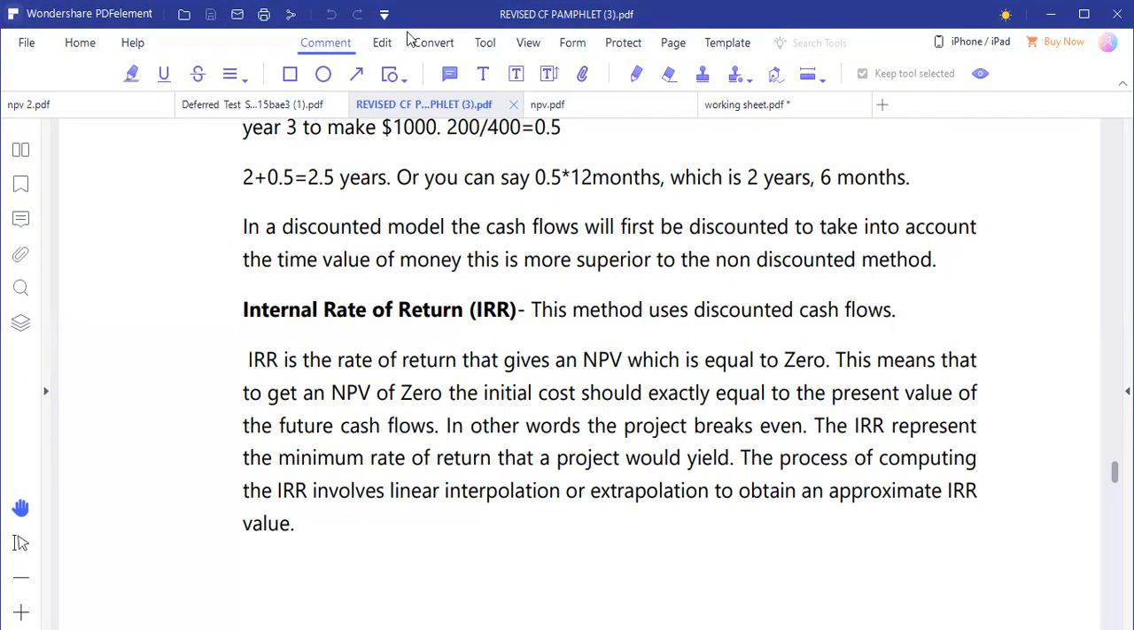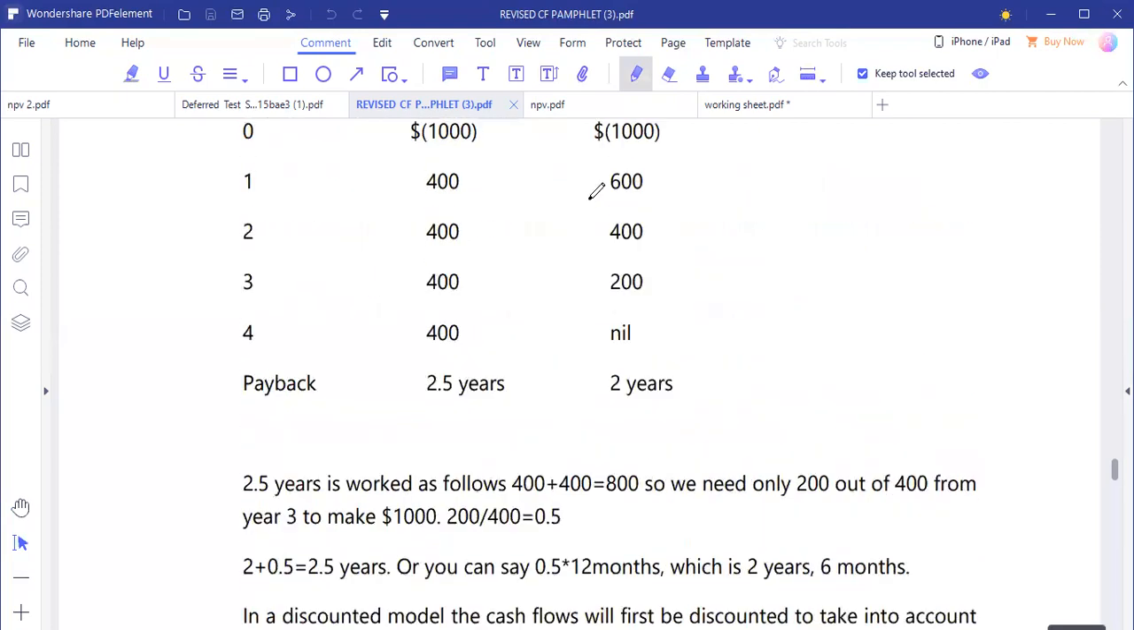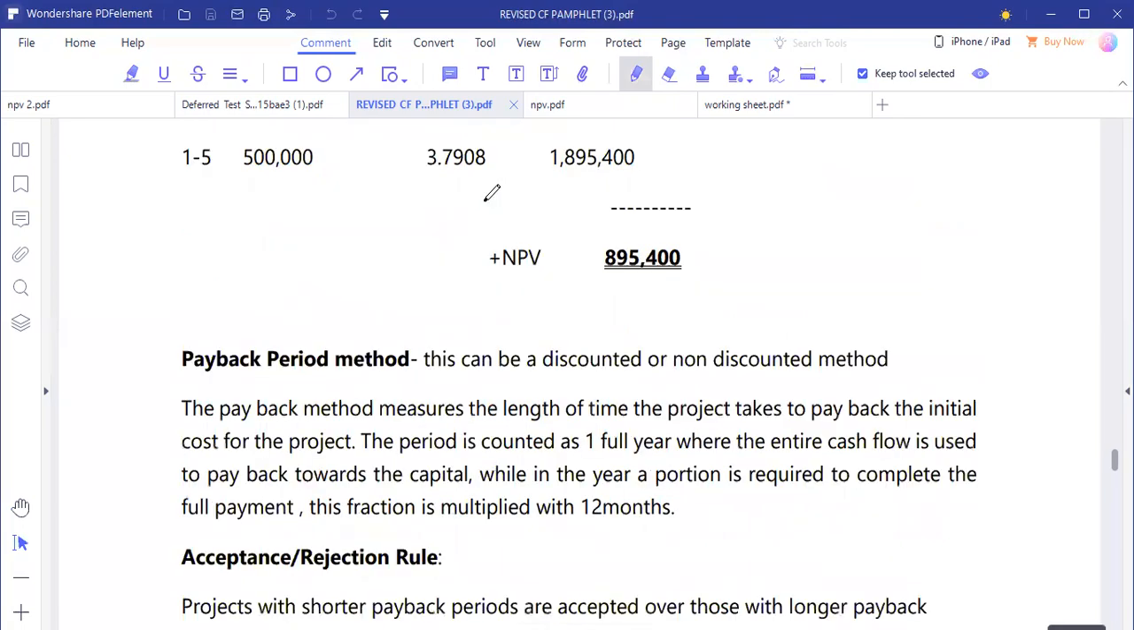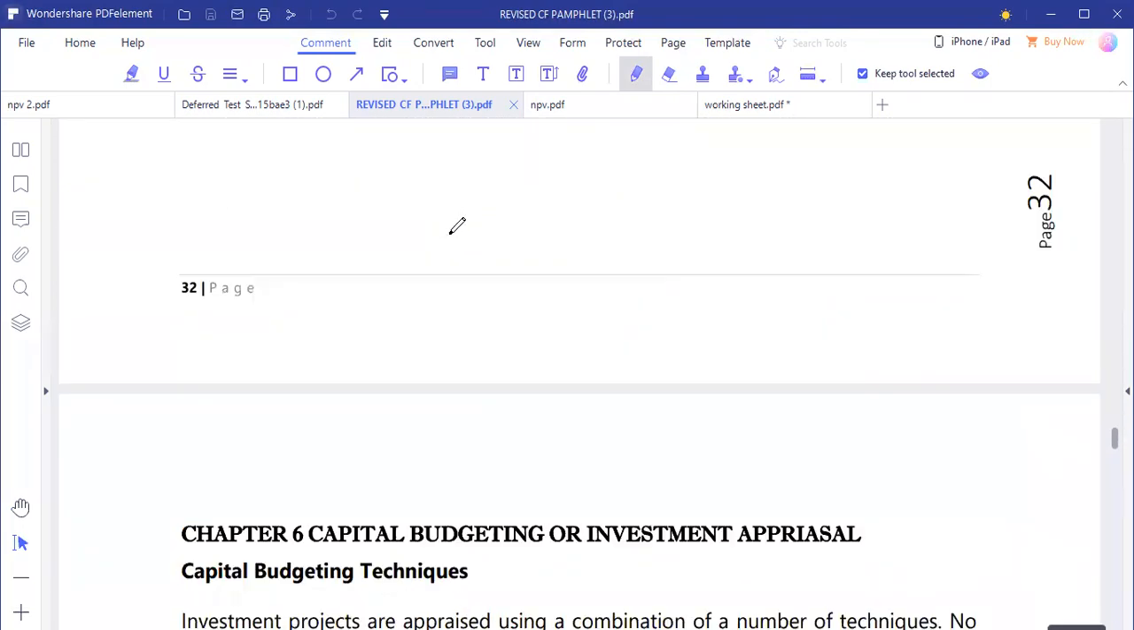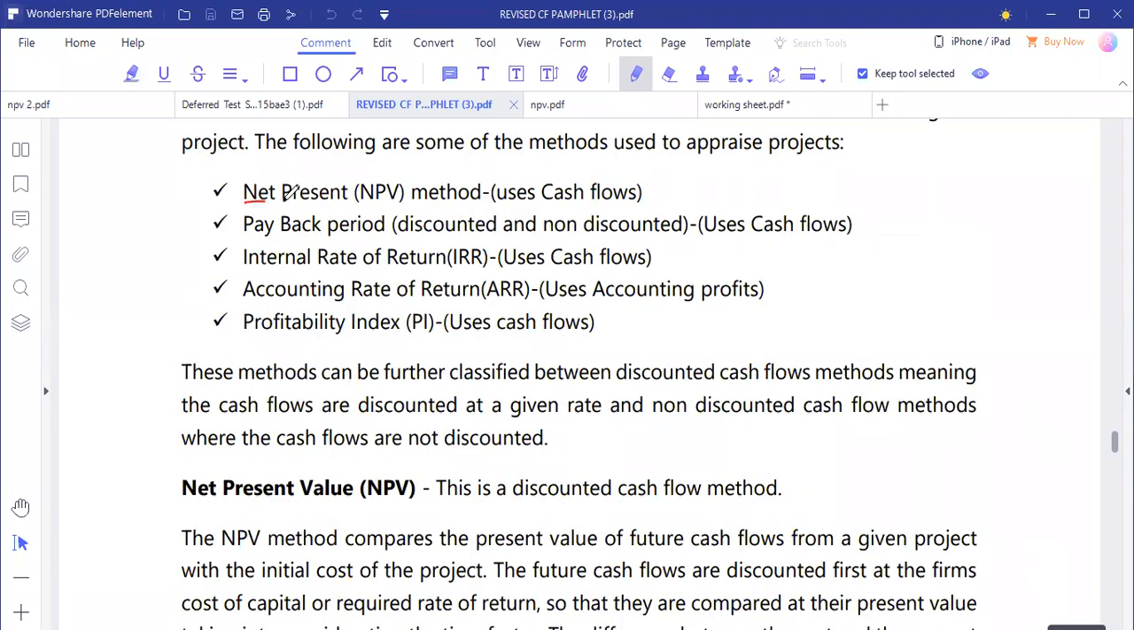So in the other class, we ended on the internal rate of return for those who attended the afternoon class. Now this time around, we are just building up a little bit, getting down to the other techniques. Of course, there are 5 of them, like I mentioned earlier. There are 5 techniques used in capital budgeting: the net present value, the payback period, the internal rate of return, the accounting rate of return, and the profitability index.